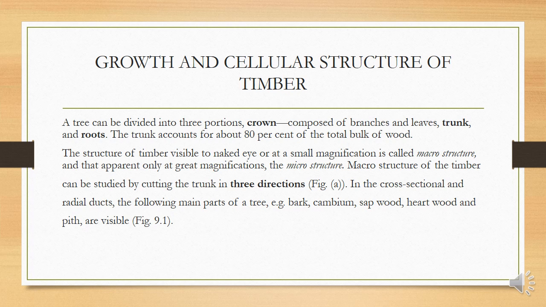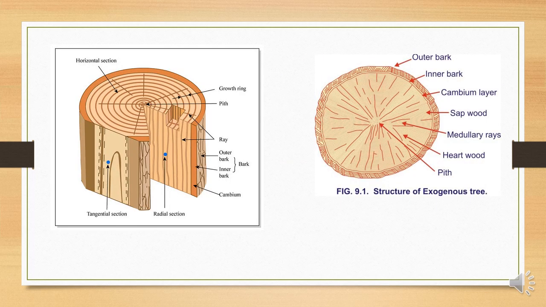How does a tree grow? A tree is divided into three portions: the crown, the trunk, and the roots. It grows in the cross section radially. The following slide will show us the different components and their functions. So we have the bark, the cambium, the sapwood, the medullary rays, the heartwood, and the pith. This is a trunk that has been cut in the cross section.